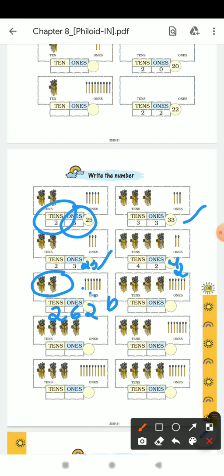First of all, you have to count the bundles. How many bundles are there? That you have to write on the tens side. And when you read the ones line, that you have to write on the ones side. So when they come together, they form a number properly. Okay, so in this way you have to complete all your questions.